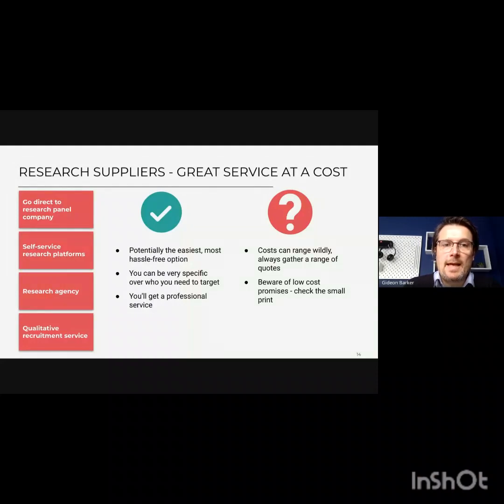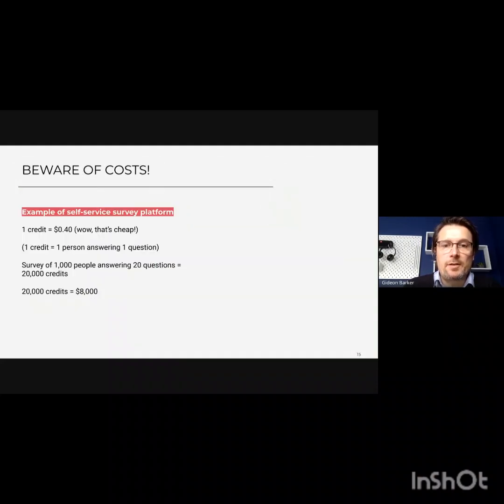And just as a final thought, do be aware of some of these platforms that over-promise, that promise cheap, quality research. I'll give you an example. I won't say who it is, but this platform is based on credits, and they promote the fact that a credit is only 40 cents. Wow, that's super cheap. You can get survey responses for 40 cents.